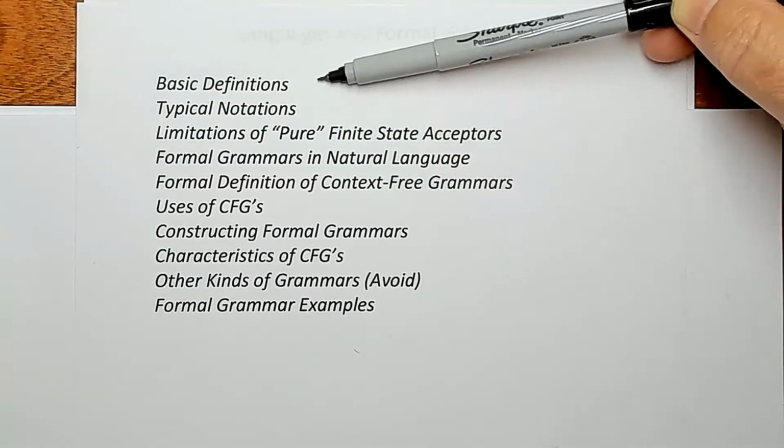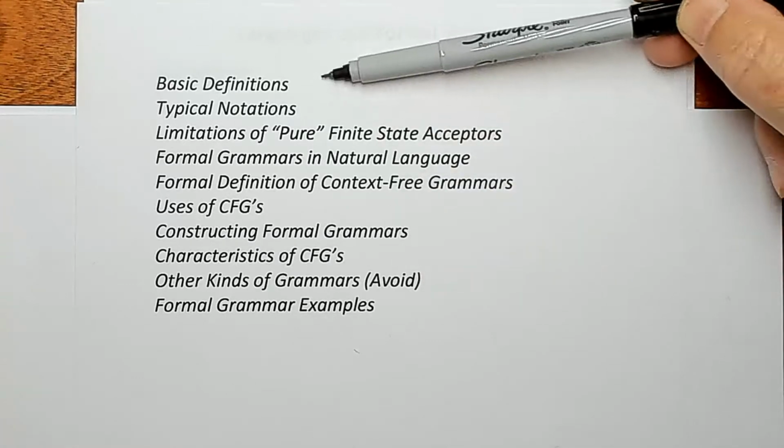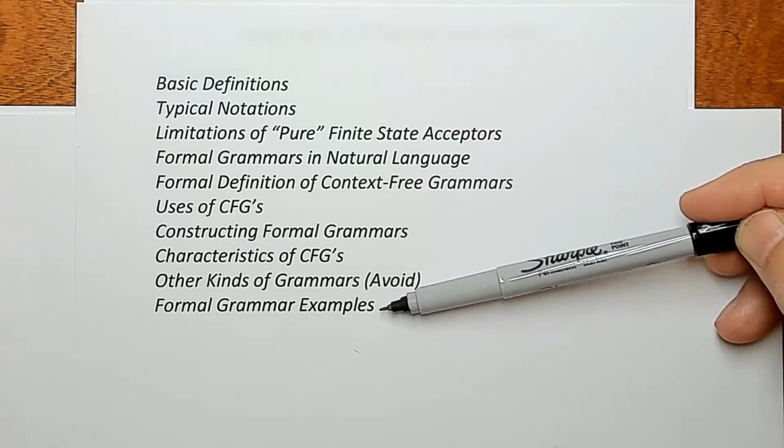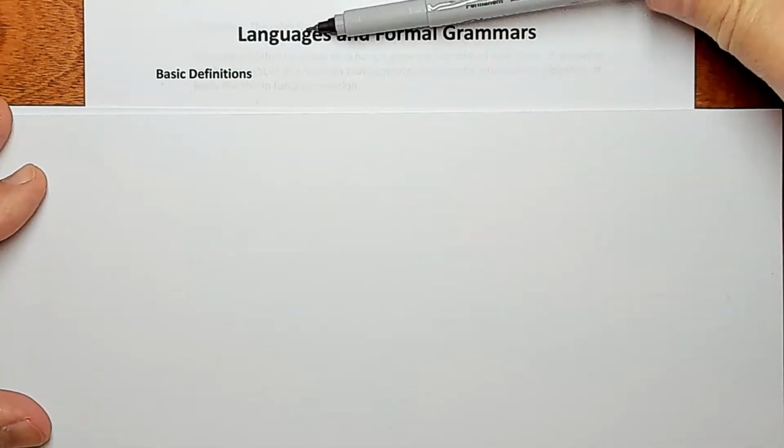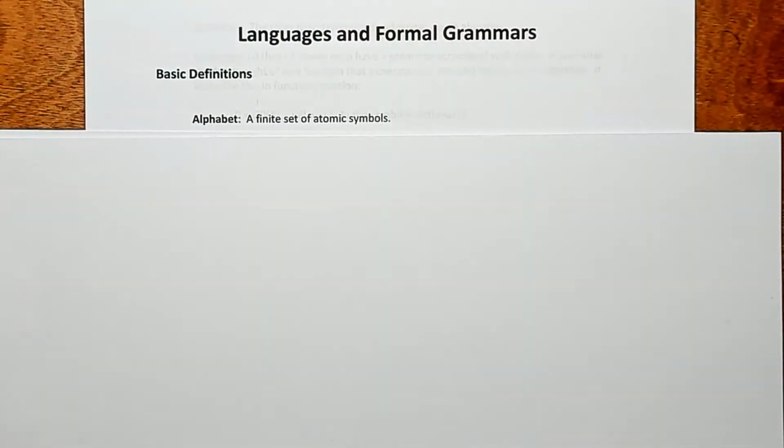But we really do need to go through all of this theory in some detail before you can really understand what's happening with these examples. All right, so let's get started. We'll start off with some basic definitions. Our first definition is an alphabet.